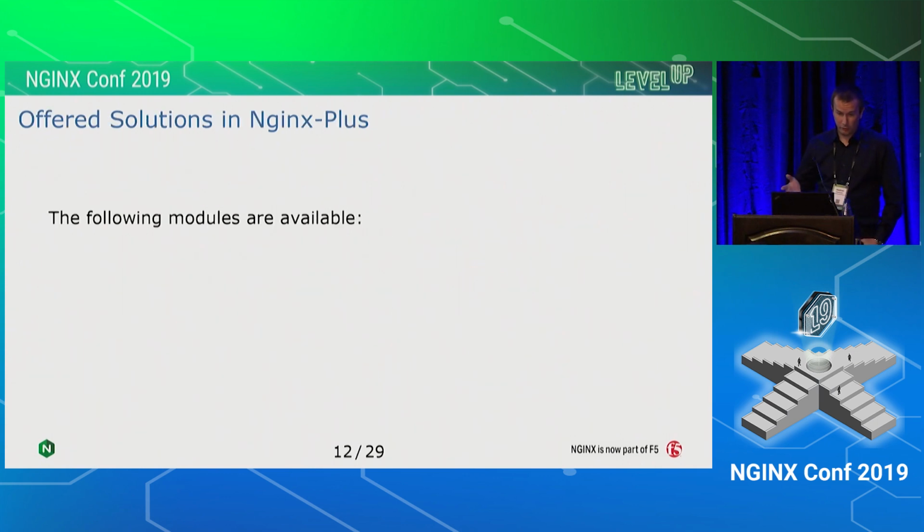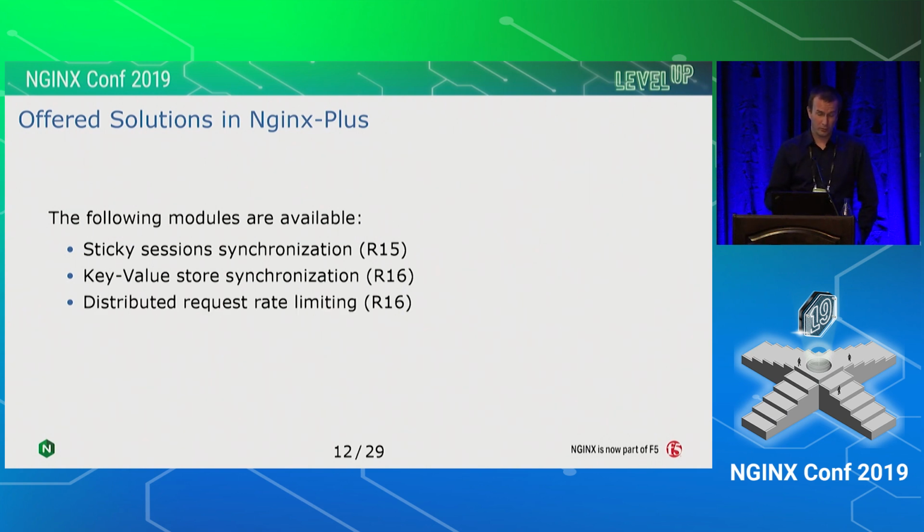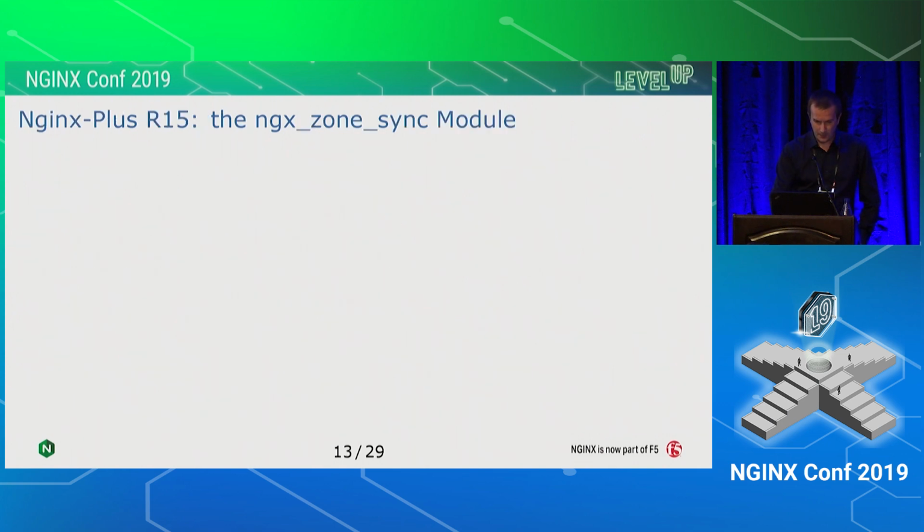So, according to these strategies, we are offering some modules in Nginx Plus. In R15, we introduced the sticky session synchronization module. In R16, we added key-value store synchronization and also distributed request rate limiting. So, R15 came with the Nginx Zone Sync module that implements a synchronization engine. It is capable of synchronizing shared memory zones to cluster nodes. And here I've put some main properties.